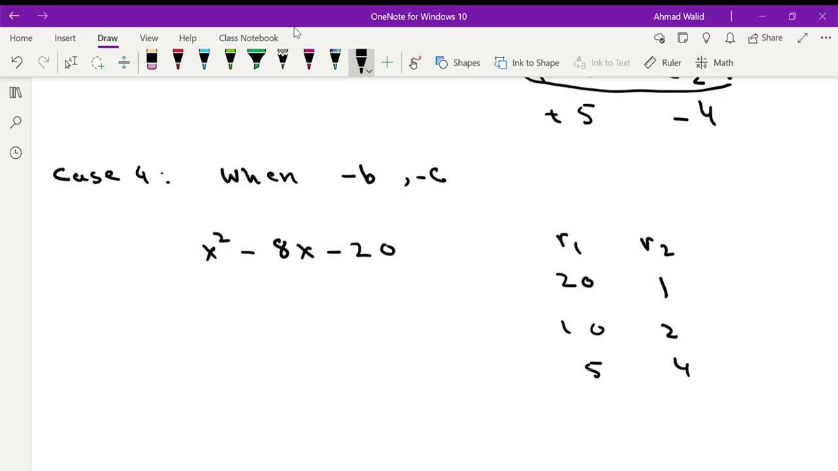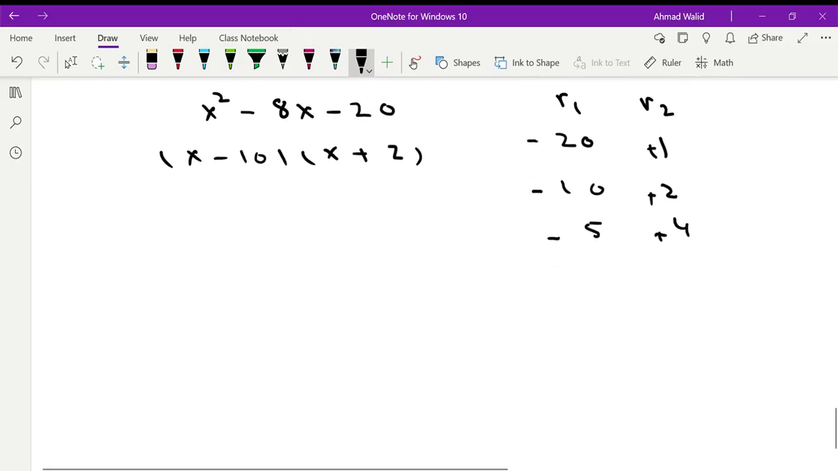If B is negative and C is negative, which case are we dealing with? C is negative. In this case, choose your greater number negative, your smaller number what? Positive. X and X, of course, negative 10 and positive 2. These are the most important factoring cases.